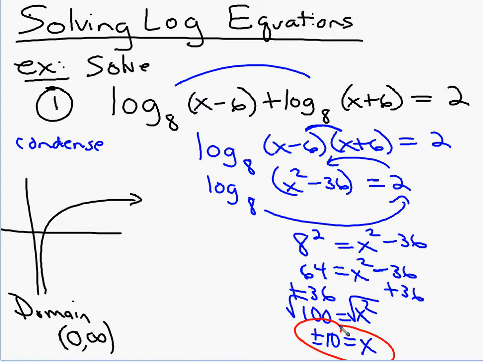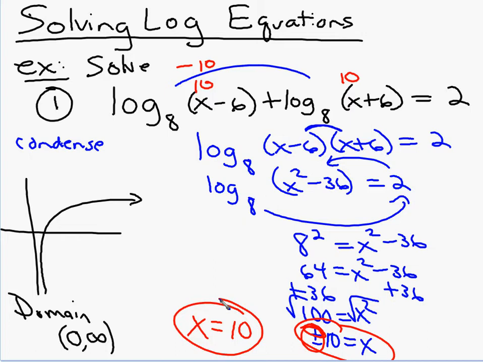If I put 10 in, I'm okay, aren't I? Right? 10 minus 6 is 4, and 10 plus 6 is 16. That's okay. But what if I put in negative 10? Don't I get the log of a negative number? So that means that my answer is not plus or minus 10. It's only the positive 10. So x equals only positive 10. So at least mentally, you need to check your answer back in the original equation to see if you're getting the log of a negative number. All right?